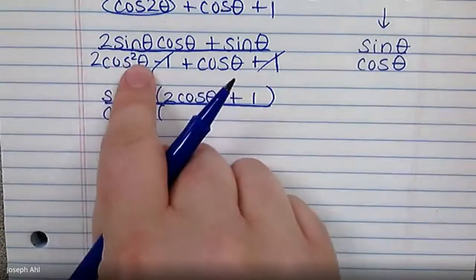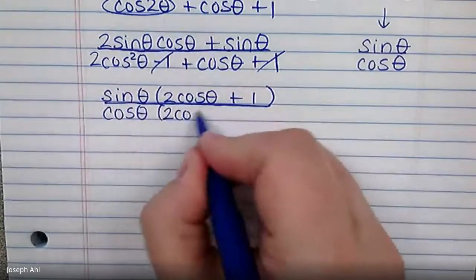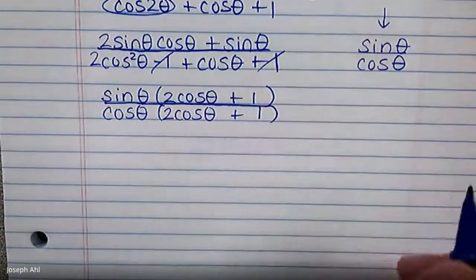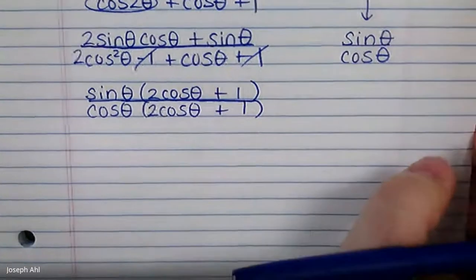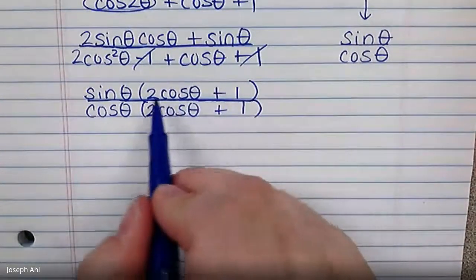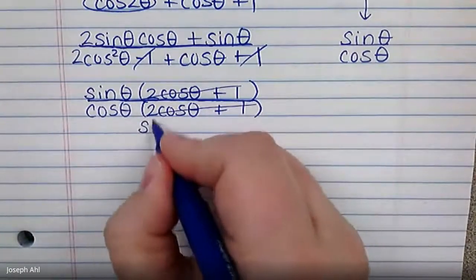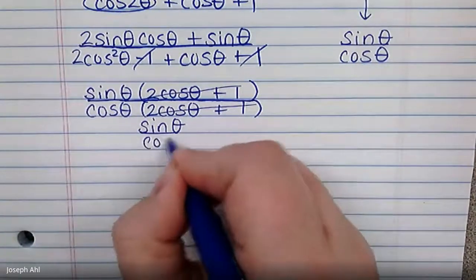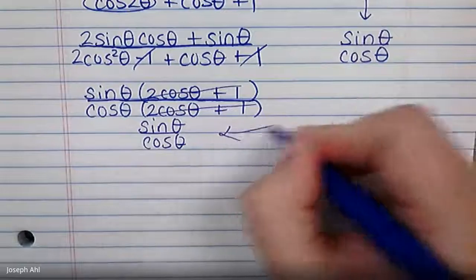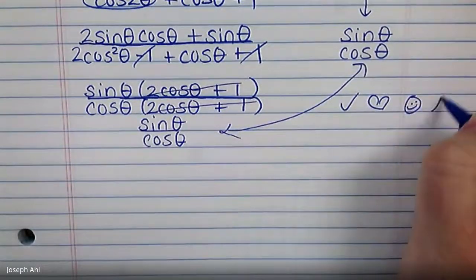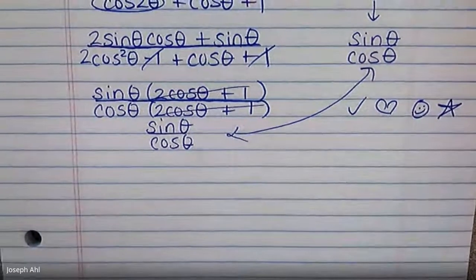If I take cos theta from here, it leaves me with 2 cos theta, plus take cos theta from there, you get a 1. Whoa, hang on. 2 cos theta plus 1 is a common factor on the top and bottom, which leaves me with sine over cosine. And of course, that is on the other side as tangent. Okay, all my fun symbols, because I'm really excited that I proved that these two sides were equal.